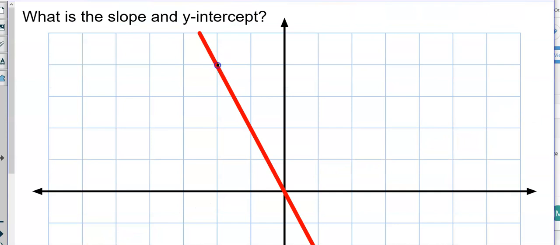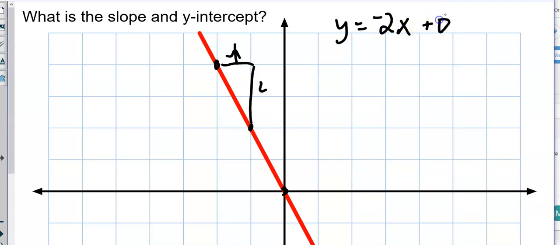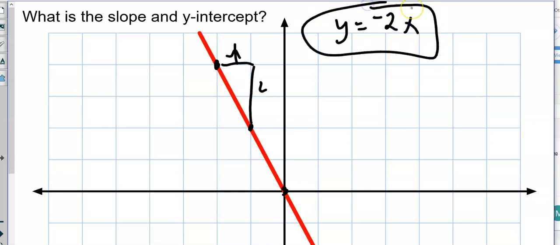Try this one. Find a couple of points. The y-intercept is 0, so y equals, it looks like the slope is up 2 over 1 to the left, which is negative, so that'd be negative 1. So that'd be 2 over negative 1, or negative 2. You can say plus 0 if you want, because it does cross there at 0, but I think most folks would just have the negative 2x as your equation. Y equals negative 2x.